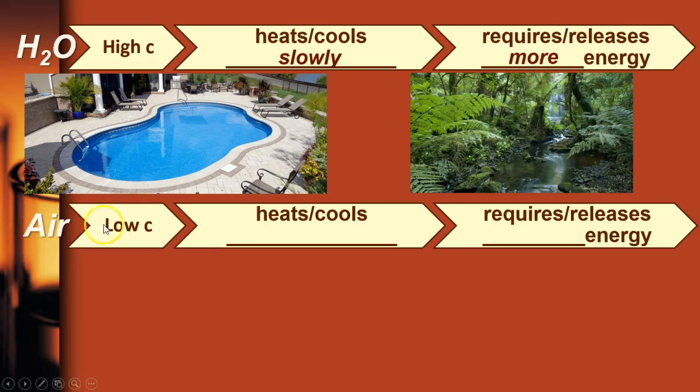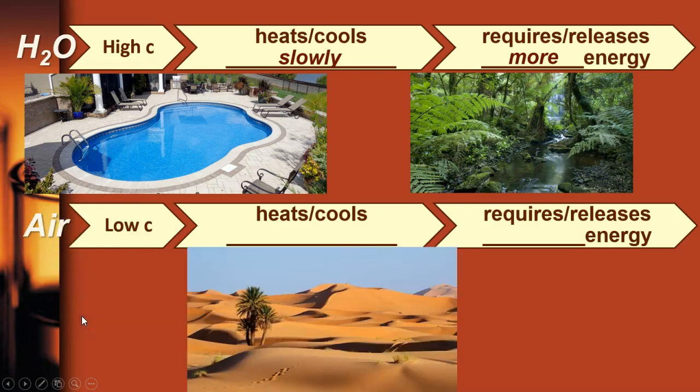But then let's think about low specific heat. Let's think about air. And for example, on this one, I want you to think about a desert. The most important feature of a desert, as opposed to a tropical rainforest, is that there is little or no water. Not in the air, not in the ground. There's no bodies of water. And so the air itself doesn't have saturated water. There are no water molecules, or very few water molecules in the air.